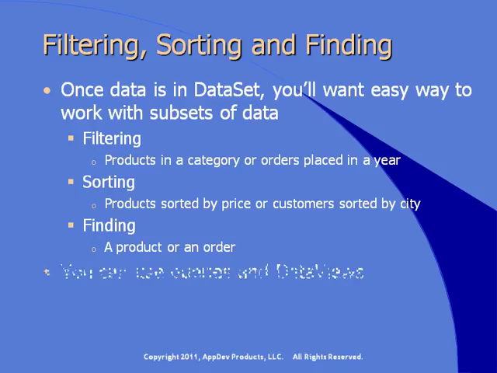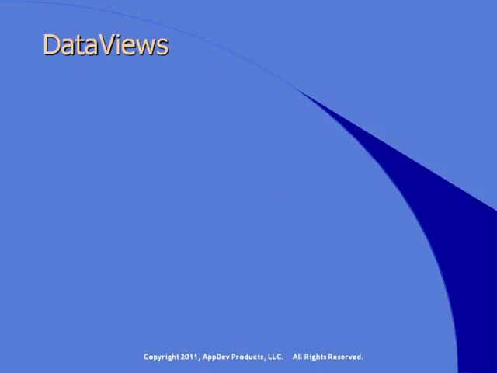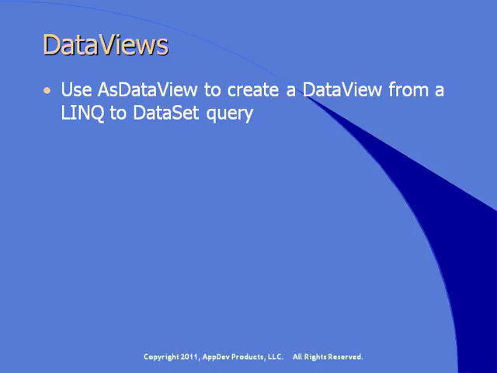And there are two ways you can do this. You can use a query. You can also use a data view. LINQ to DataSet supports data views. It provides the AsDataView method. So you can create a data view from a LINQ to DataSet query if that query returns data rows.